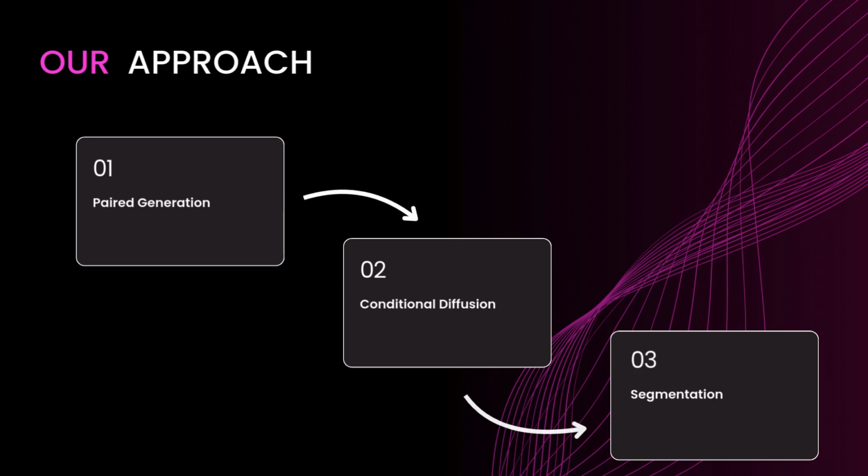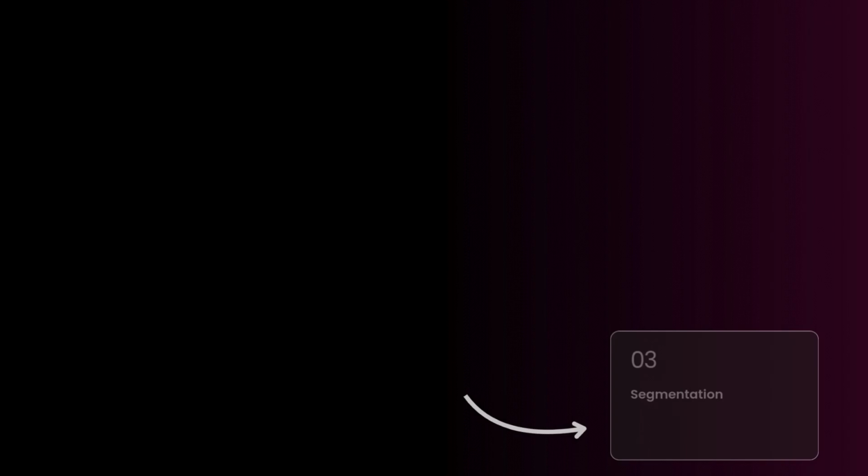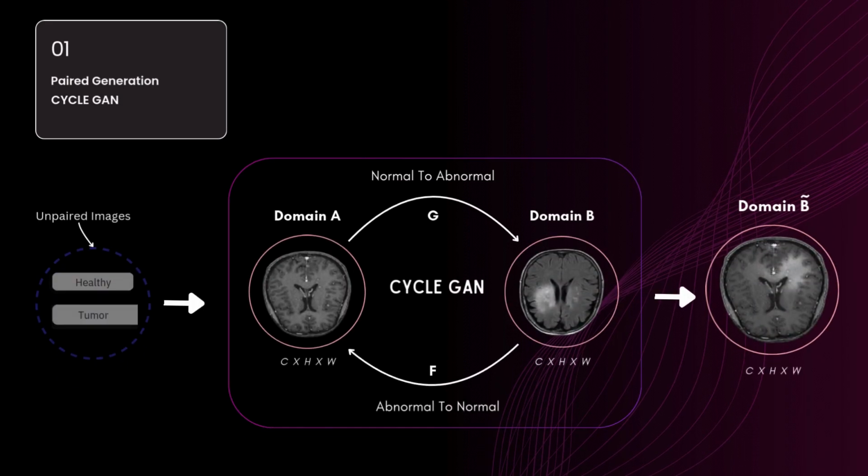We tackle this problem in three stages: paired generation, conditional diffusion, and segmentation. We will go through each of the stages in detail in the upcoming slides. First, we perform paired generation, meaning we generate paired healthy and tumor brain MRI scans. We achieve this using the state-of-the-art CycleGAN model.